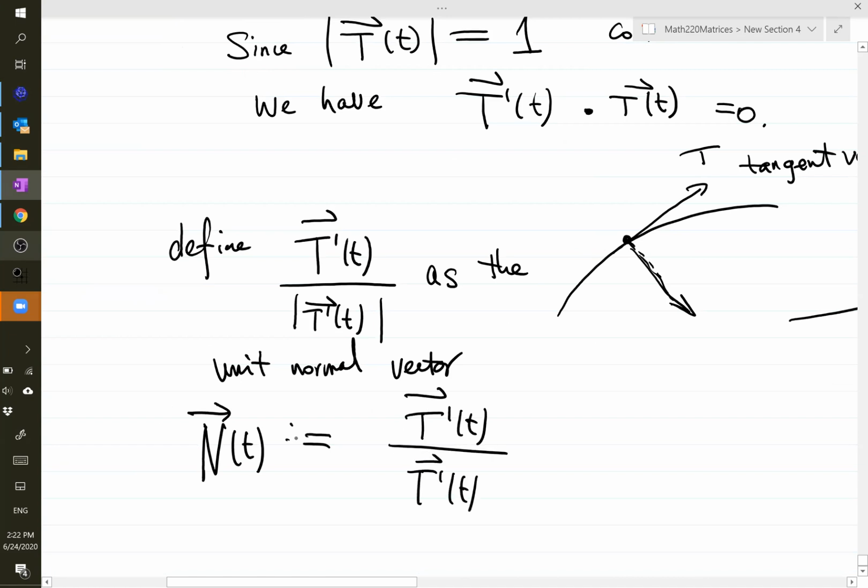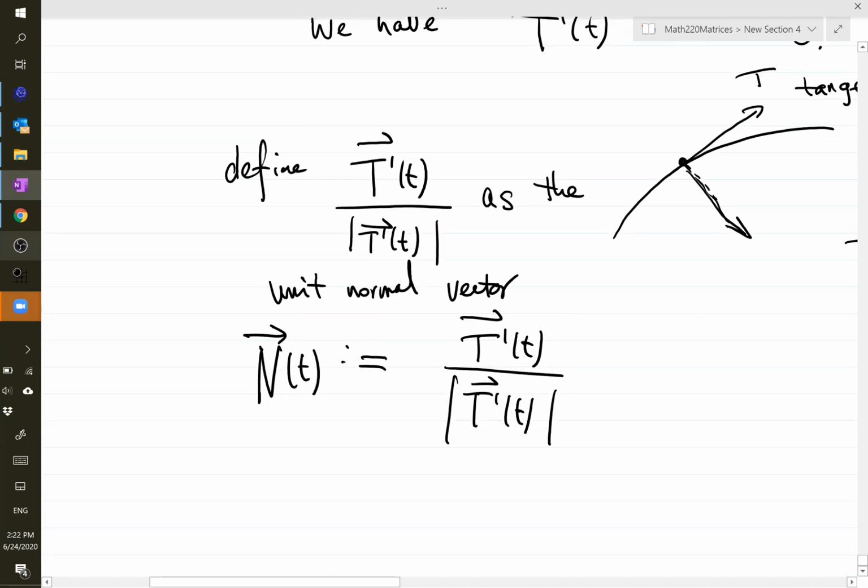That is the definition. The binormal vector is defined using the right-hand rule.